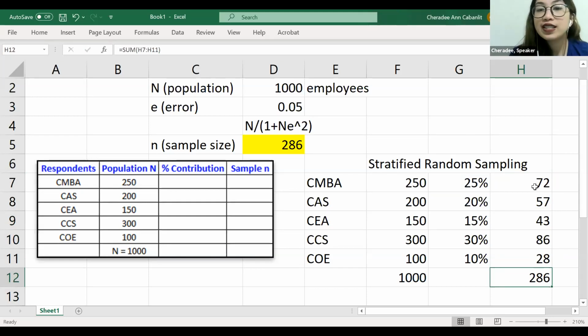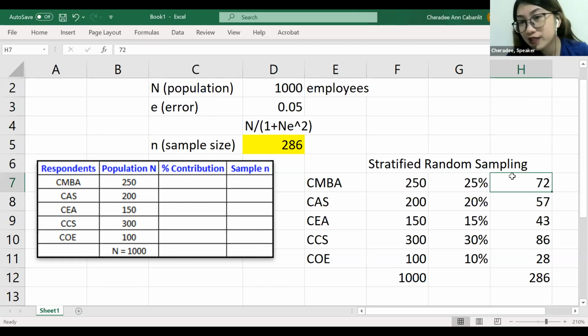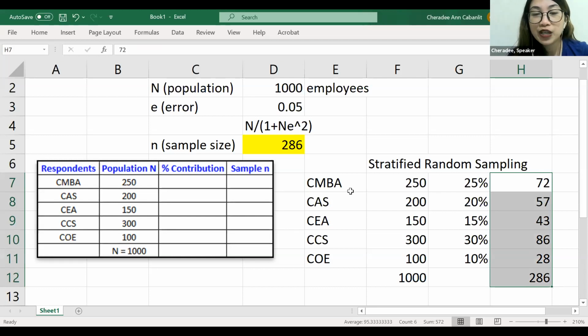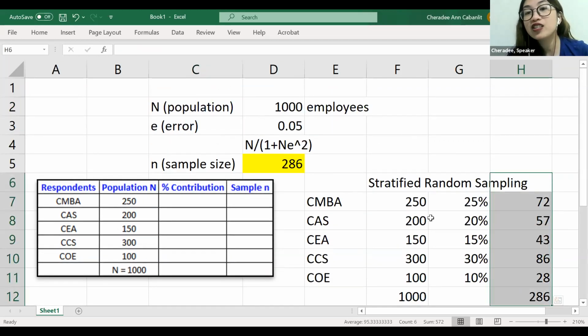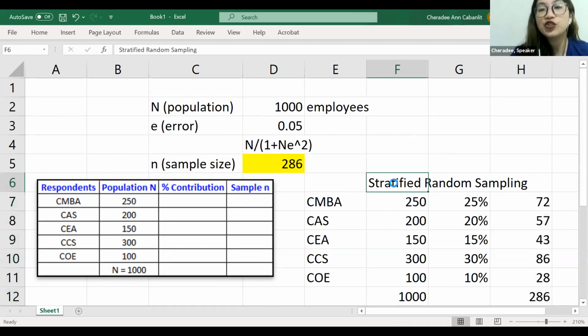Meaning to say, for CMBA, I'm going to give 72 questionnaires, or I will interview 72 people or students. In CAS, I will only give 57 questionnaires or interviews, 57 people. So that is the combination of using Slovin's and using stratified random sampling. Question so far?